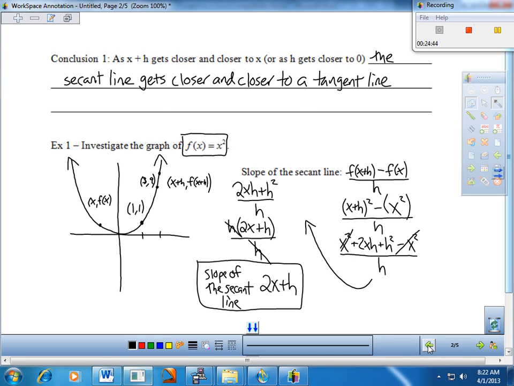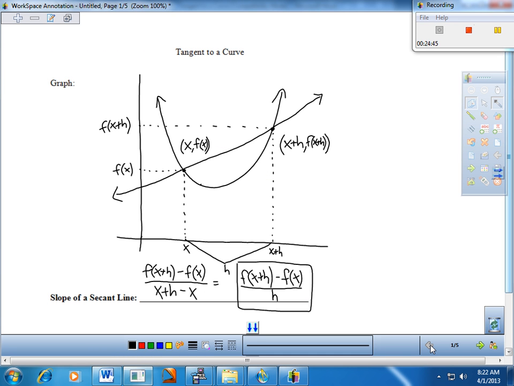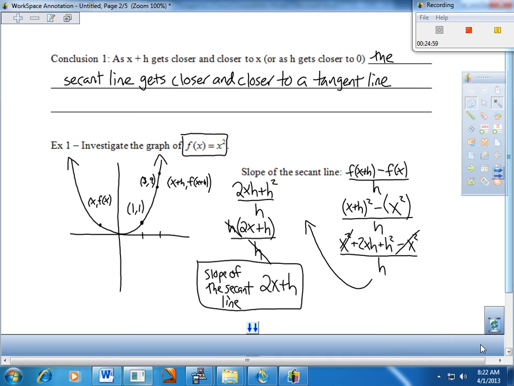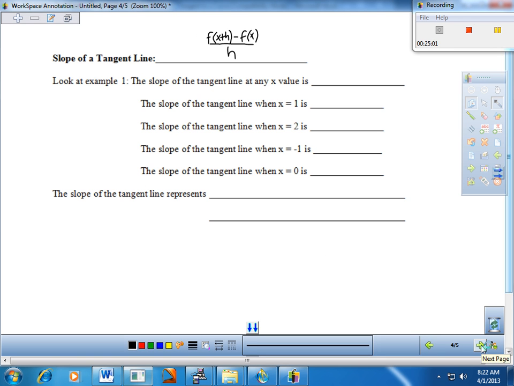And so remember what we kind of said there when we transition, everybody. When we transition from the slope of a secant line to the slope of the tangent line, h is getting closer and closer and closer to what, everybody? 0. Now take a look at that expression. What's kind of fascinating about it?